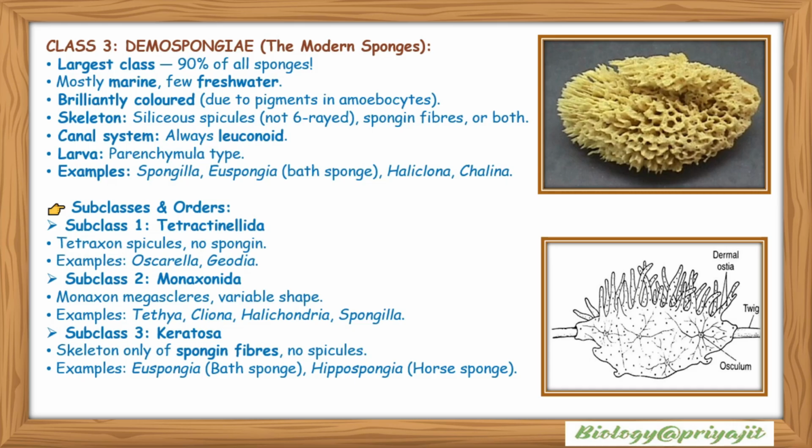Subclasses and orders. The Demospongy class includes three subclasses. Tetractinellida, where tetraxon spicules are present but no spongin, examples Oscarella and Geodia. Subclass 2 is Monaxonida. Monaxon megascleres are there with variable shape. Their examples include Tethya, Cliona, Halichondria, and Spongilla. The third subclass is Keratosa. The skeleton is only of spongin fibers, but no spicules are there. Examples include Euspongia, or bath sponge, and Hippospongia, or horse sponge.